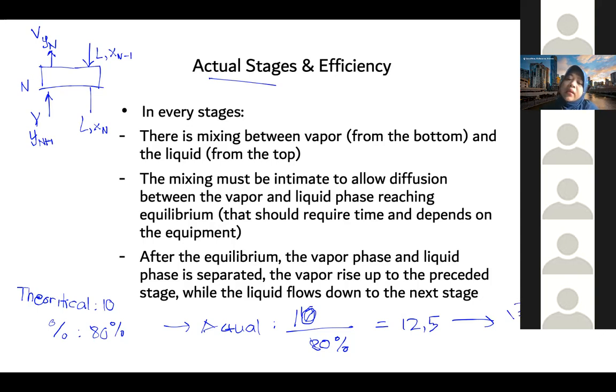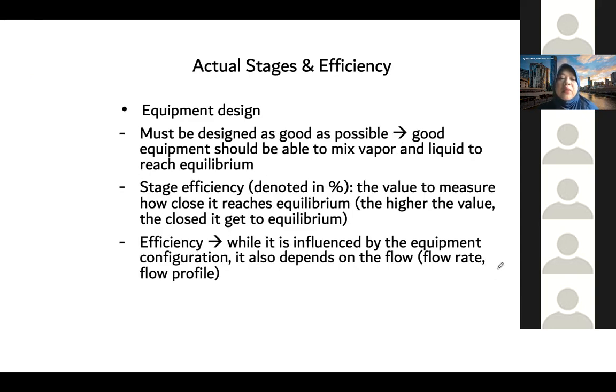So in the real world, when you want to construct the distillation column, you don't construct only 10, but you construct 13. This allows us to deal with the efficiency. Up to here, any question?